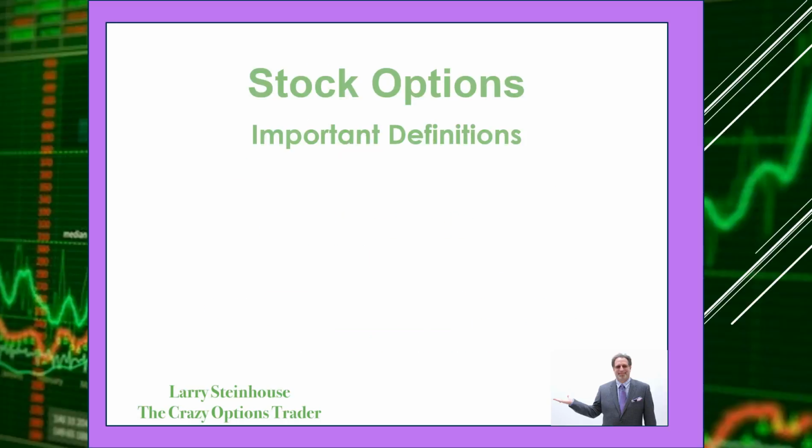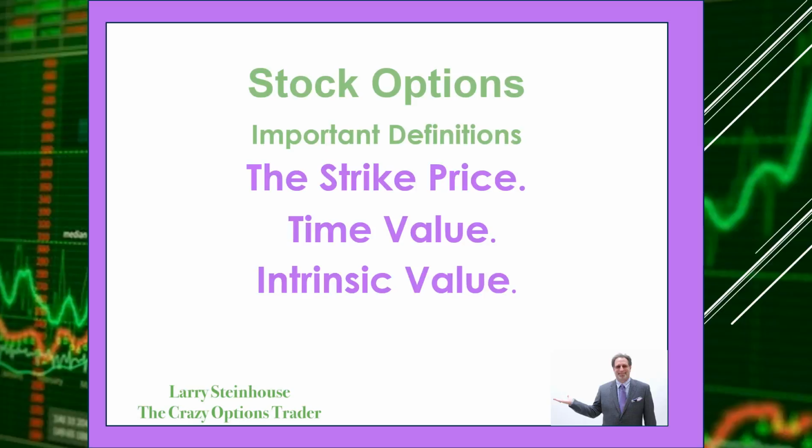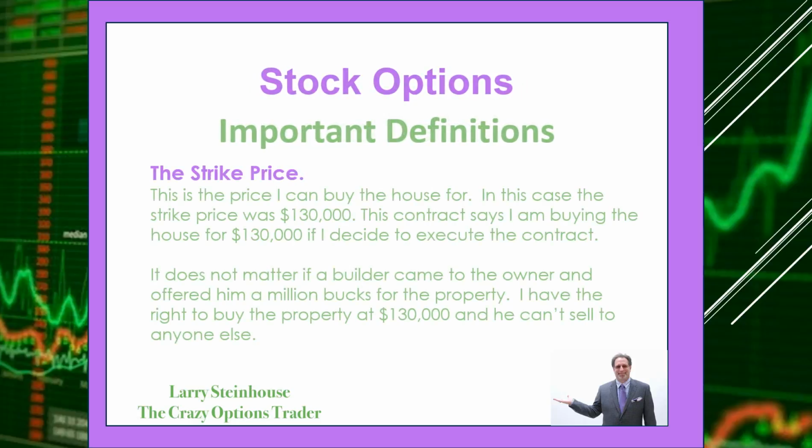All right, here are some more important definitions. And these are things you might want to write down and memorize. The strike price, time value, and intrinsic value are things that are very important in stock options. So first of all, the strike price in the example of the house is the price I could buy the house for. In this case, the strike price was $130,000. The contract says I'm buying the house for $130,000 if I decide to execute the contract. That is the strike price.